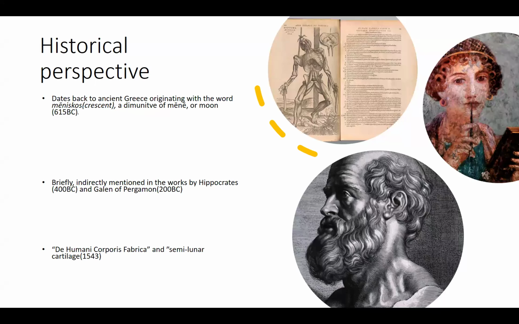Unfortunately, advancements seemed to halt around the Middle Ages when anatomical dissections were largely forbidden. When we advance over 1,000 years, we return to the work of Renaissance physician Andreas Vesalius and his work on the structure of the human body. In it, he coined a new anatomic term, the semilunar cartilage.